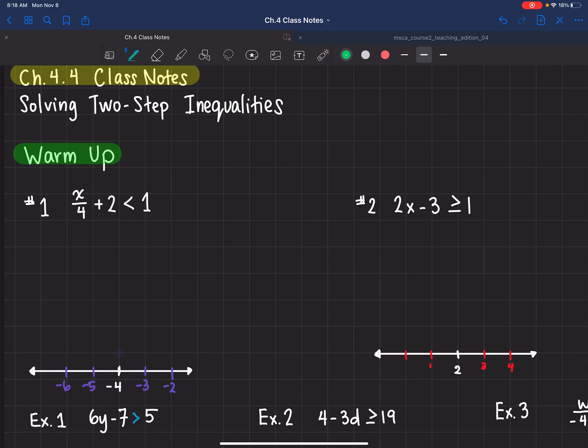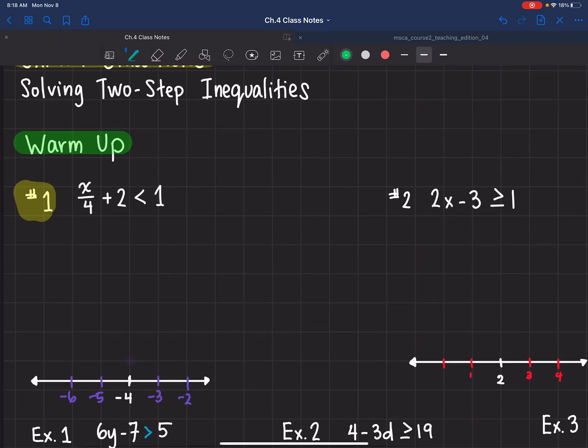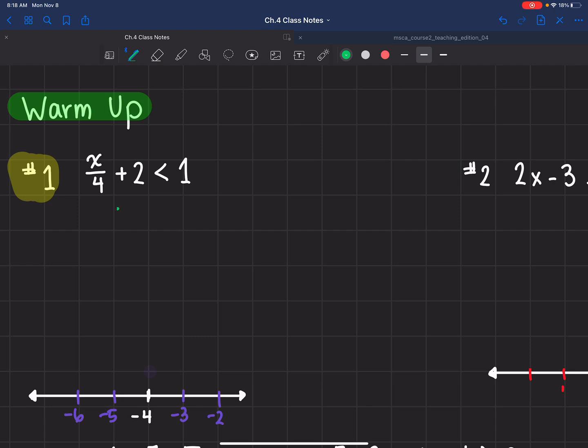Alright, two-step inequalities are solved the same way as two-step equations. So the first thing we want to do is isolate the variable. We want to get rid of the positive 2, so we subtract 2 from both sides. So that's 0, and 1 minus 2 is negative 1. Then you bring down the x over 4, right? Now we have x over 4 less than negative 1.